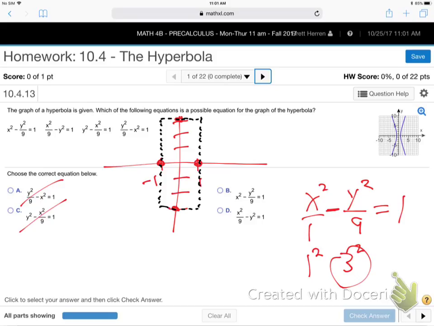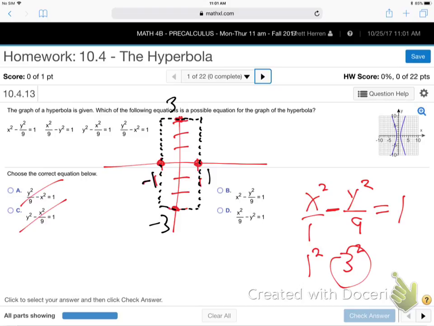Same 4 dots. What's underneath x? Right, left 1. What's underneath y? 9, 3 squared, 3, up, down 3. So we're up 3, down 3, right 1, left 1. And we make a dotted box instead of an egg-shaped ellipse.